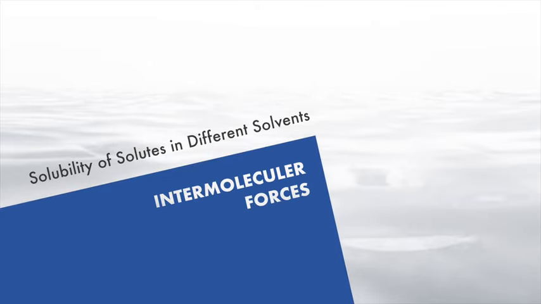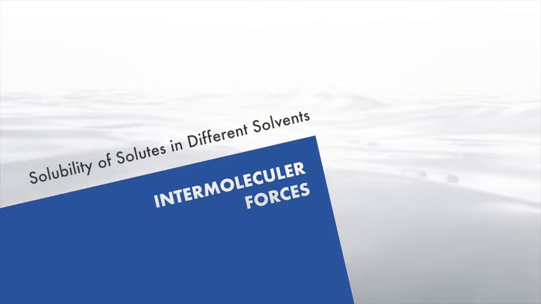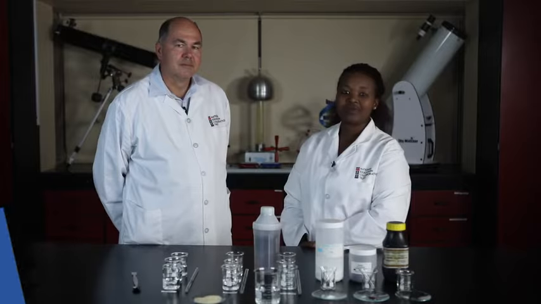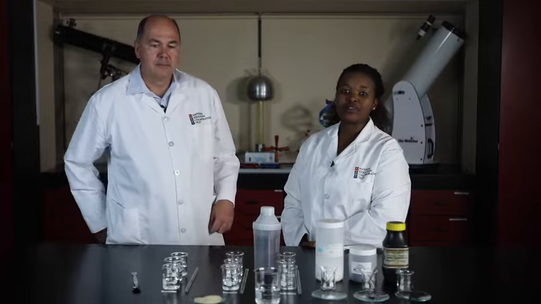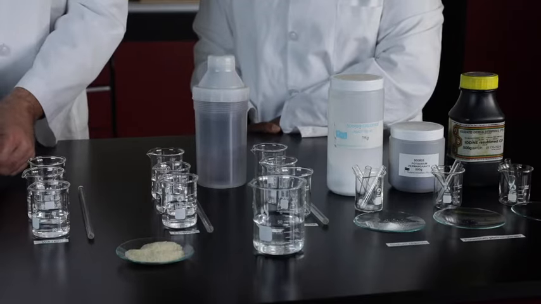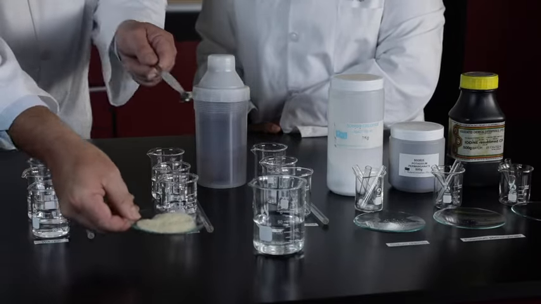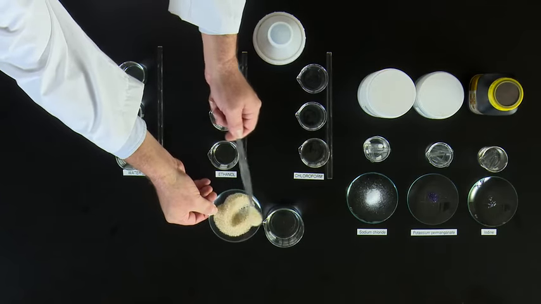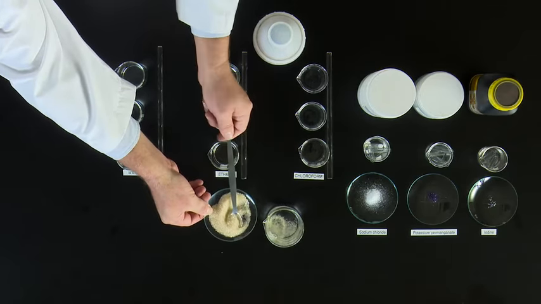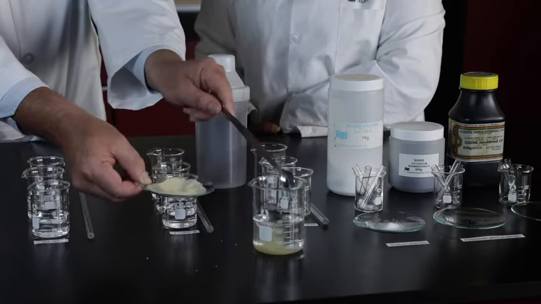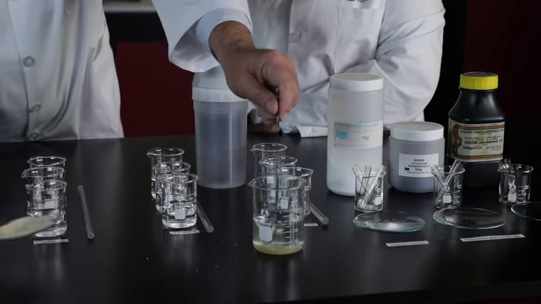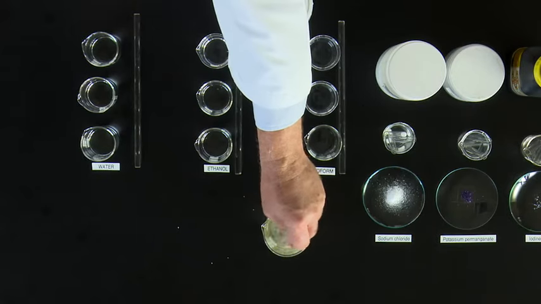Now, we will move on to investigating solubility of solids in different solvents. Just a reminder, the solute is a substance which dissolves in the solvent. In this case, the solute is brown sugar. The solvent is distilled water. We stir the sugar to help it dissolve more quickly in water.